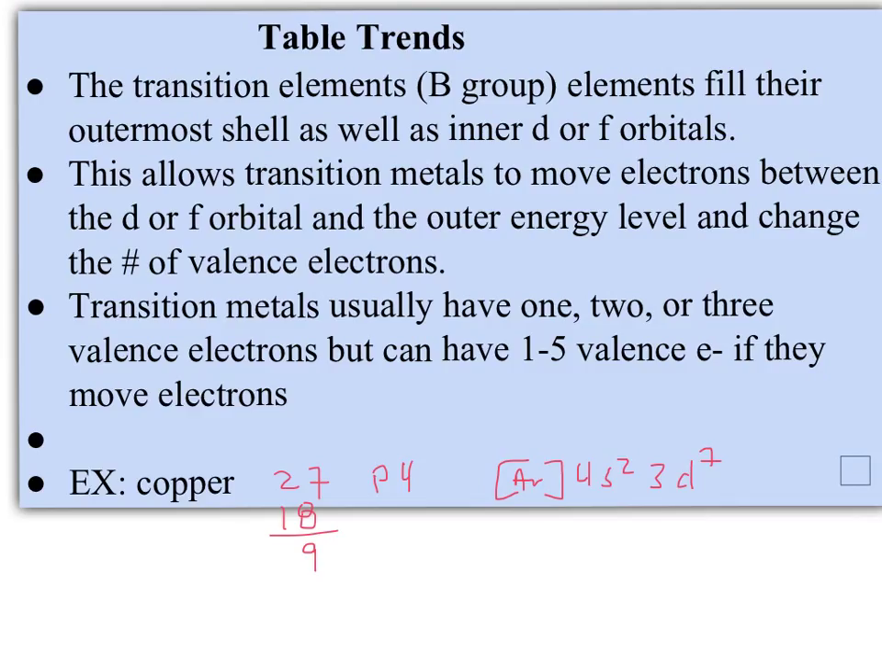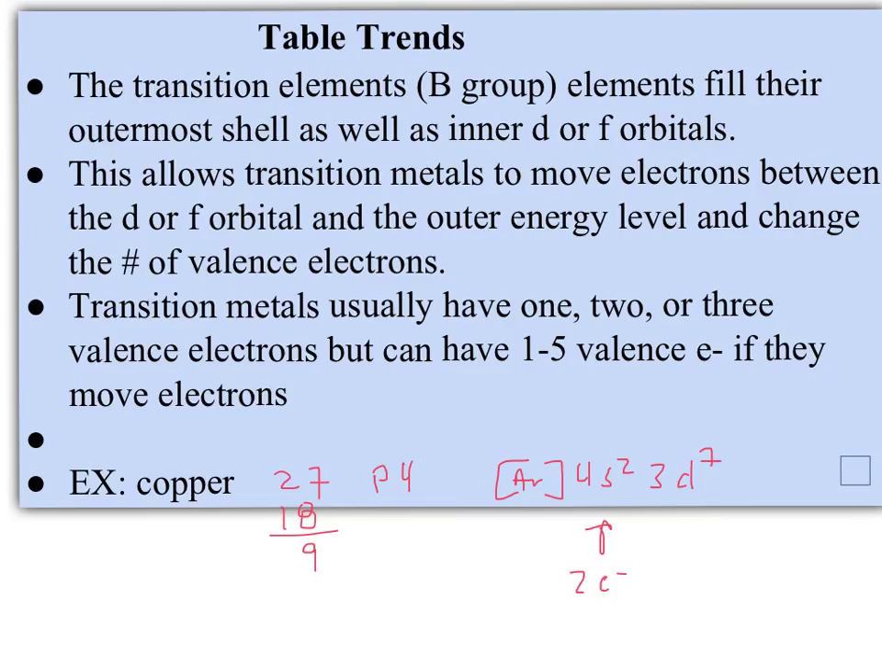And so it's got 2 valence electrons, but it's also got these 7 d electrons, and it could move any of those d electrons out to make it anywhere from 1 to 5 valence electrons. It could also move one of these valence electrons into the d orbitals and have just 1 valence electron.